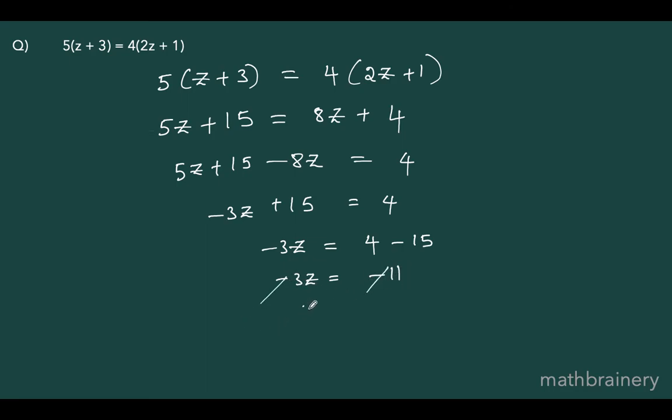Minus will be cancelled on both sides. So you can have 3z is equal to 11. So z must be 11 by 3.